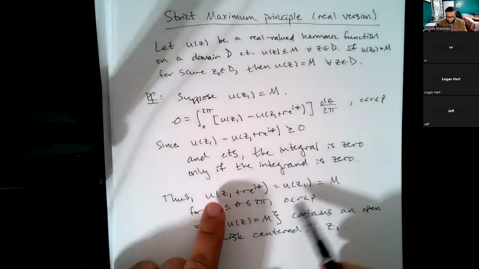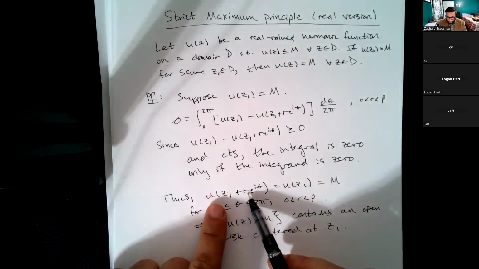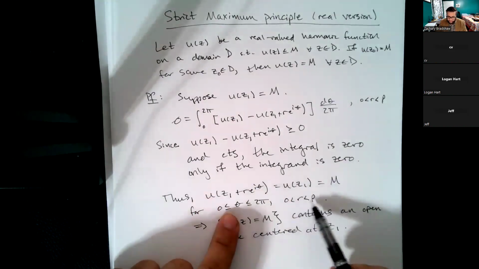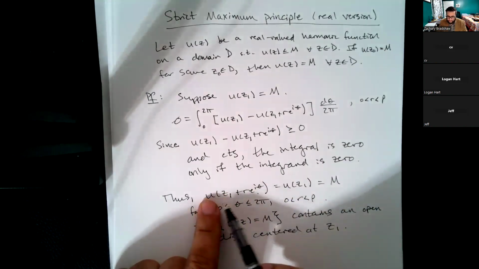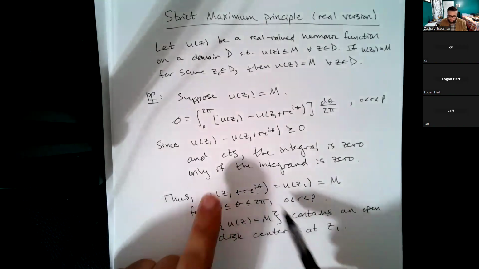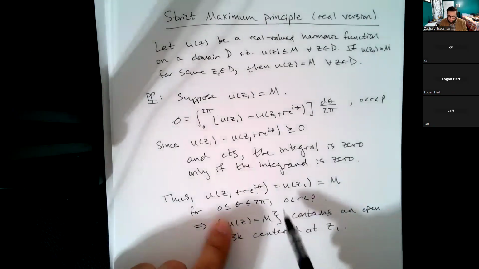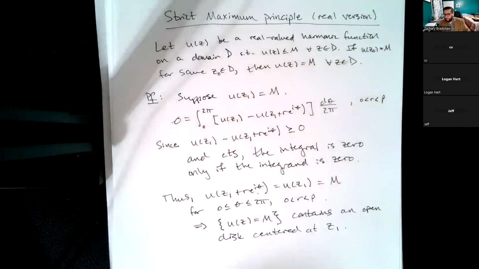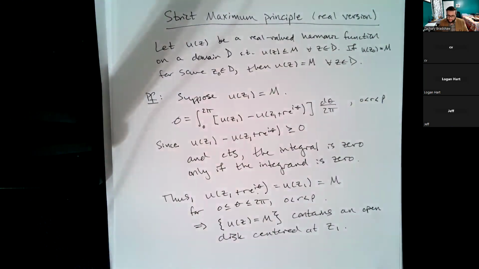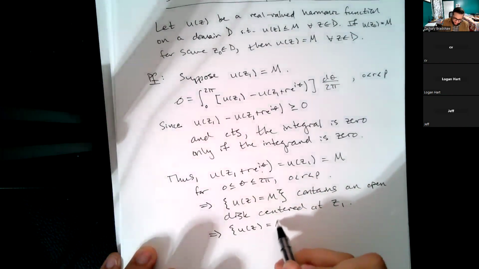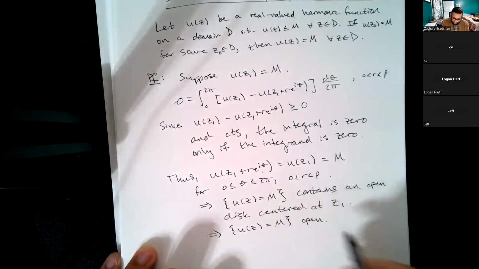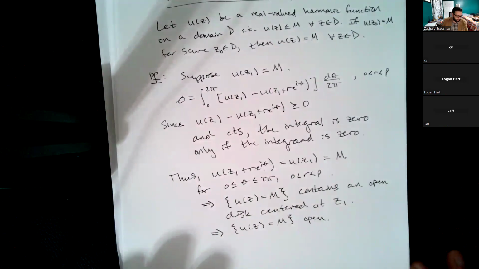Right, so we've shown here that all the points for which theta is between 0 and 2 pi and r is between 0 and rho are also points where the evaluation of the function is M. So all of these points are also contained in this set, right? These are all the points defining that disk that I'm talking about. And so that disk is contained in the set, and that's the definition of a set being open. So that tells us that this set is indeed open. Okay.